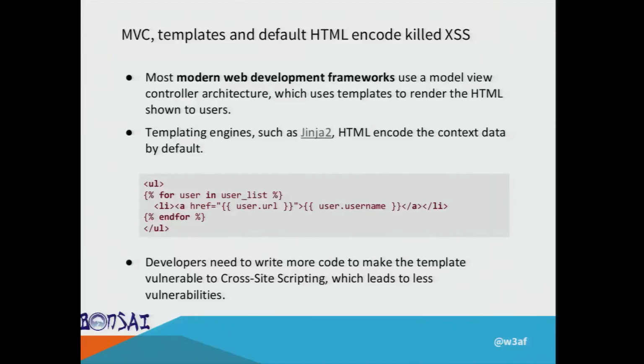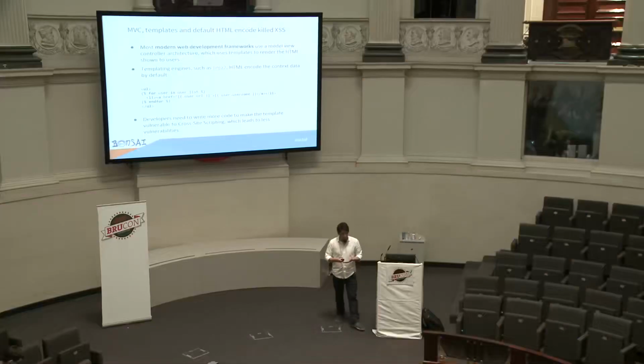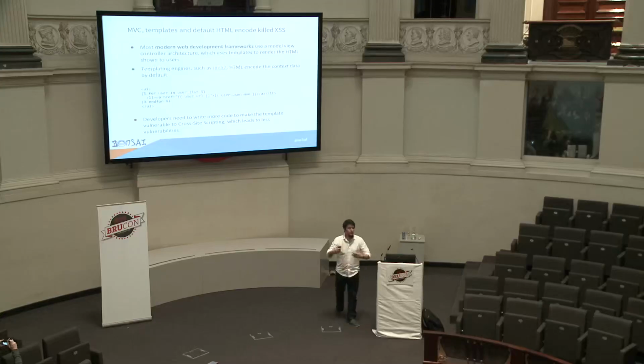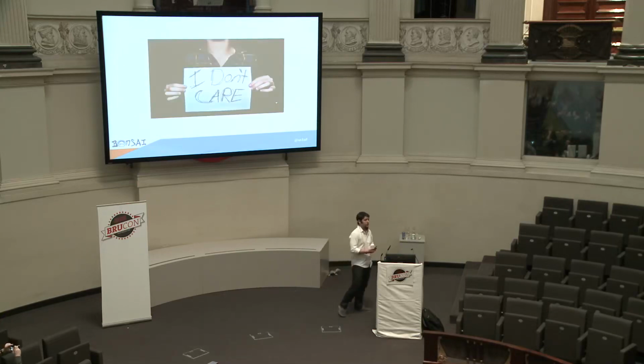You need to write extra code like adding a pipe raw or a .html_safe or something like that in order to add a cross-site scripting to your application. If we take this into account, we are going to notice that the common vulnerability types are slowly going to disappear. So we need to find new things. And those new things is what I want to talk about.